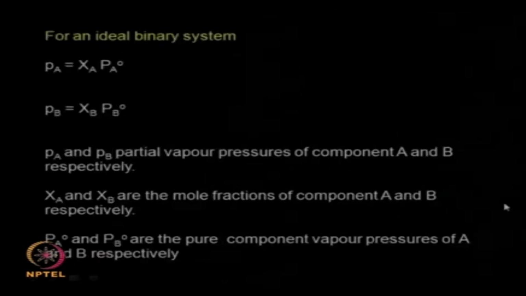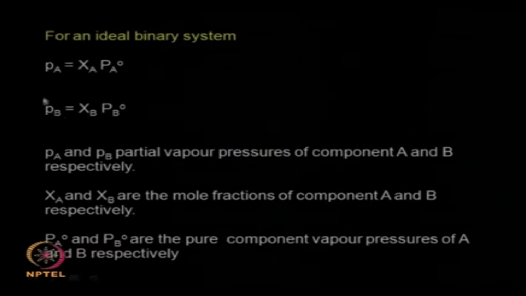Okay. So if you have a binary system, the partial pressure of A is the vapor pressure of the pure component times the mole fraction of that component present in the binary mixture. Similarly, the partial pressure of B will be equal to the pure component vapor pressure of B multiplied by the mole fraction of B present in that. Okay.